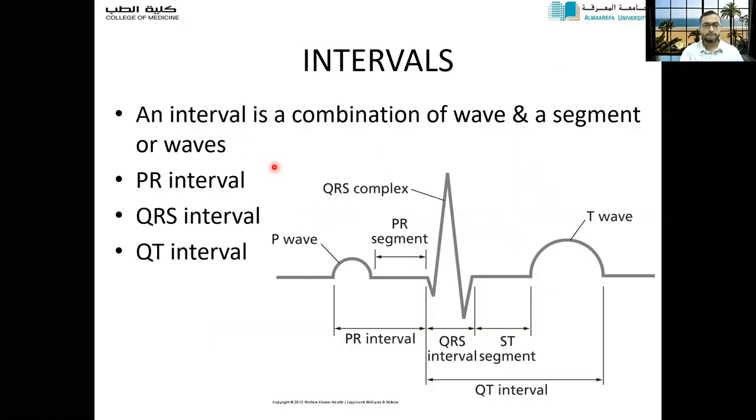Coming to intervals, we have the PR interval, that is from the beginning of the P wave to the beginning of the QRS complex, and it contains the P wave plus the PR segment. It means that the PR interval is showing you the time for depolarization of the atria, as well as the delay that is taking place at the AV junction. Similarly, the QRS interval is showing you the whole time taken for ventricular depolarization.